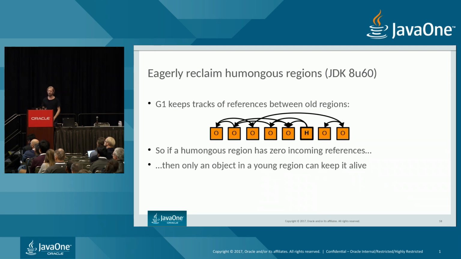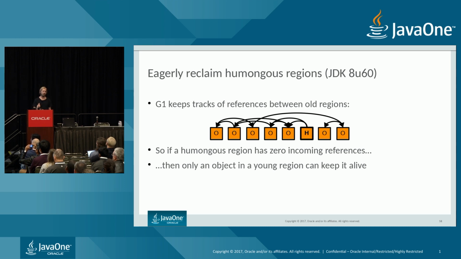So what we do is that we utilize the fact that G1 keeps track of references between old regions, as can be seen on the slide here. We have a couple of old regions and one humongous region. We see that there are no incoming references to that one humongous object in the humongous region, and there is one outgoing reference from that humongous object. But since there are no incoming references from other objects in old regions, that means that the only thing that can keep this humongous object alive is an object in a young region, that is either an Eden region or a survivor region.